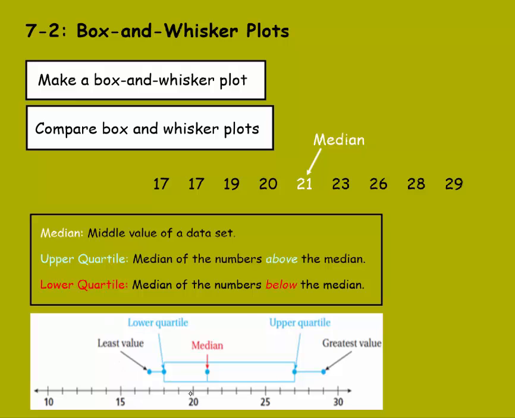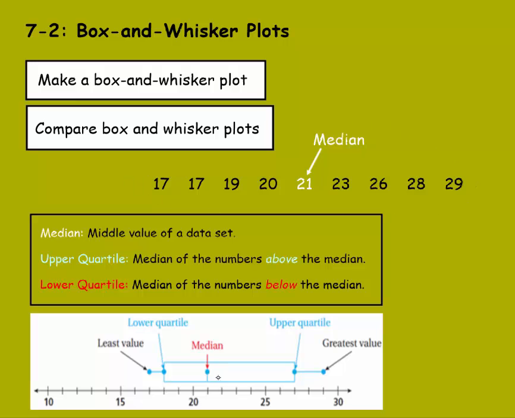It's called that because it's a box with two little whiskers on the outside. It's used because it can represent data in a very visual way. I can look at this box and whisker plot and get a really good idea of what a data set is without even having to use any numbers. This box and whisker plot was created using this data set up here.